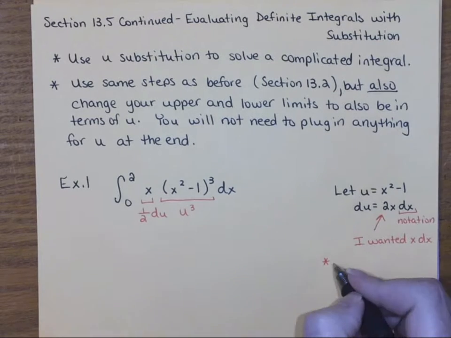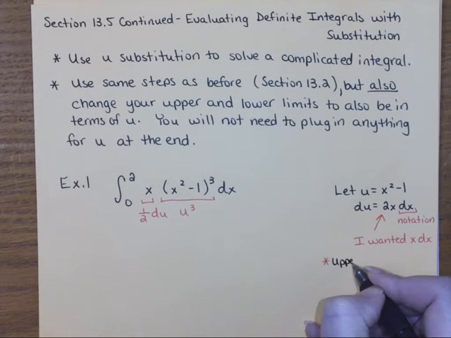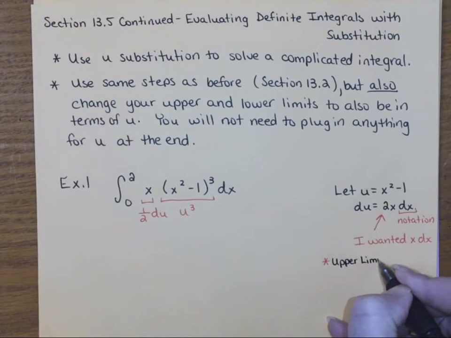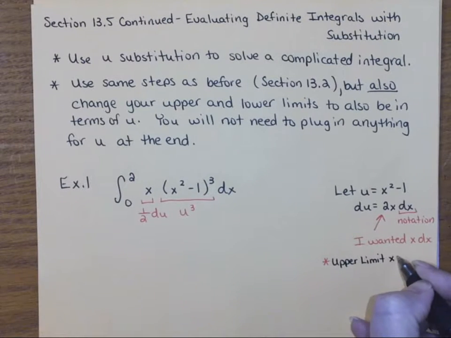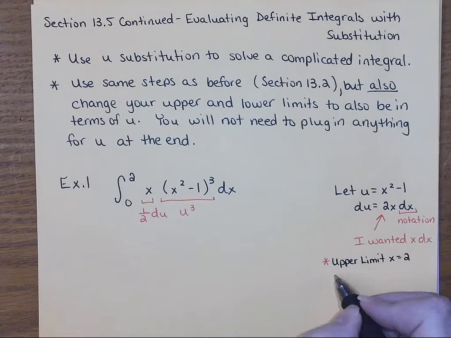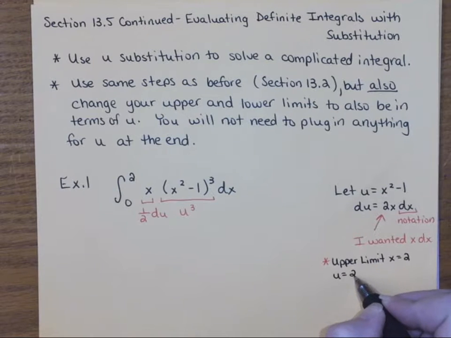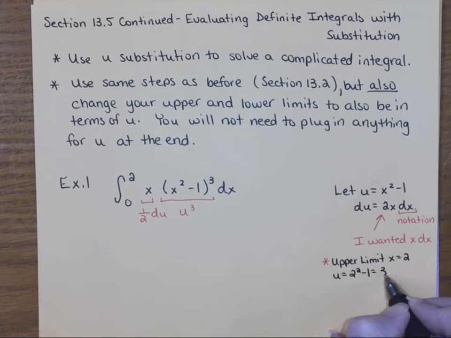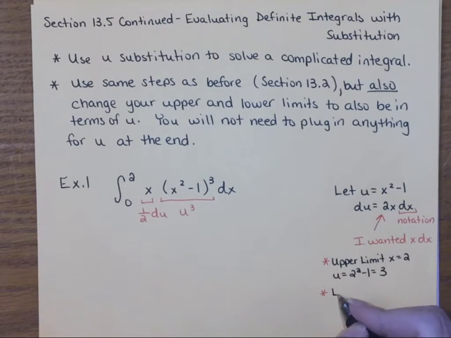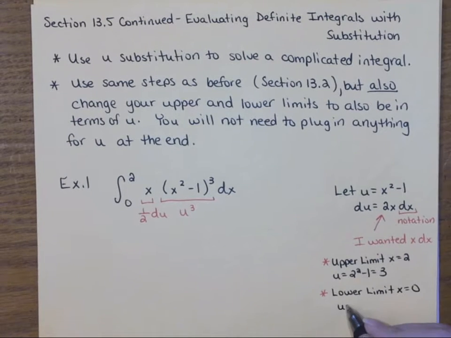But here is how these differ. Okay, so I'm also going to want to change the upper and the lower limits. So the upper limit currently is x equals 2. So all you're going to do is plug that into the u equation to write that upper limit in terms of u. So we get 3 here. And then we're going to find the lower limit, which currently is 0, x equals 0. But if we write this in terms of u, it would be 0 squared minus 1 or negative 1.